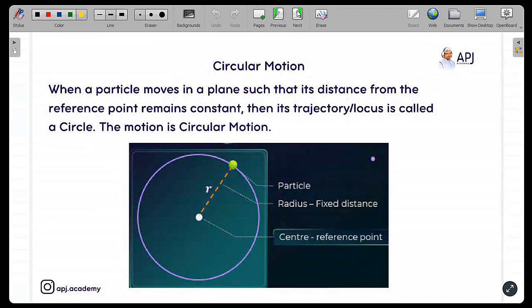ओके, circular motion. Can we start circular motion? Circular motion is an interesting topic. It's a small topic and very interesting topic.